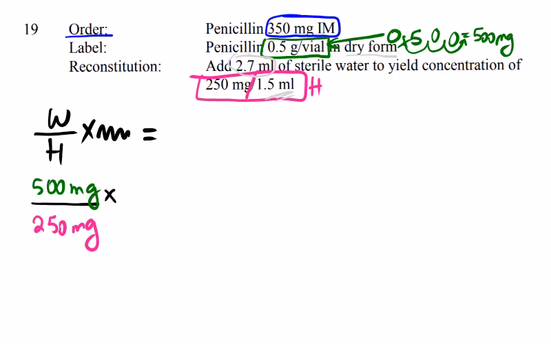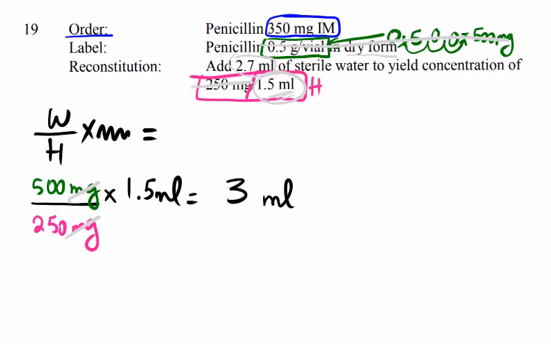So what have we done so far? We have used the 0.5, we have used the 250, and now the third number to use is the 1.5 mils. So what happens here? The milligrams cancel out. The final answer will be in milliliters. 500 divided by 250 is 2. 2 times 1.5 will be 3 mils. You can use your calculator, but I would encourage you to do some mental calcs as well.